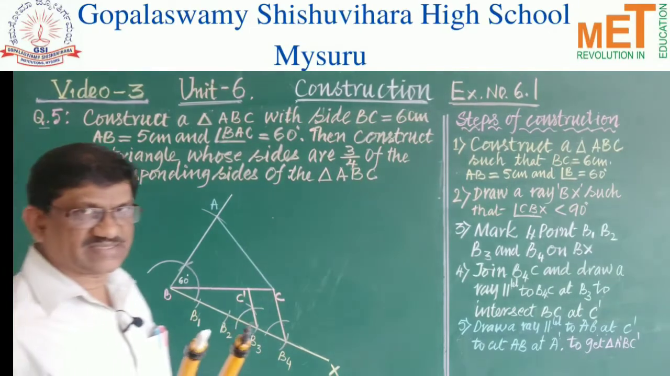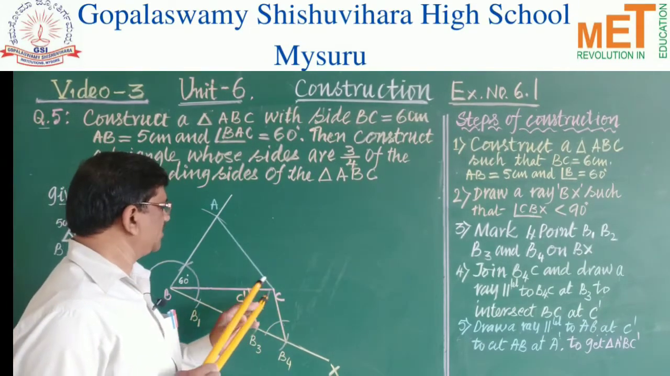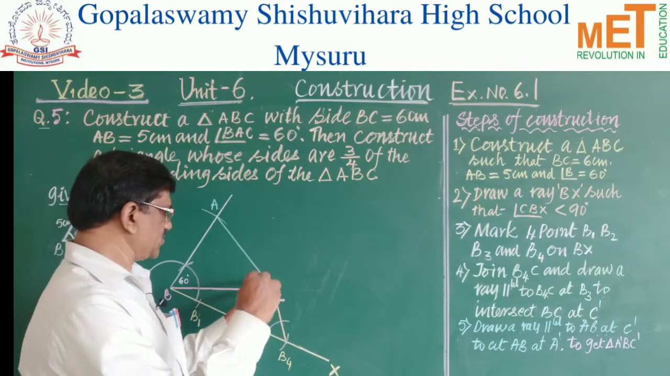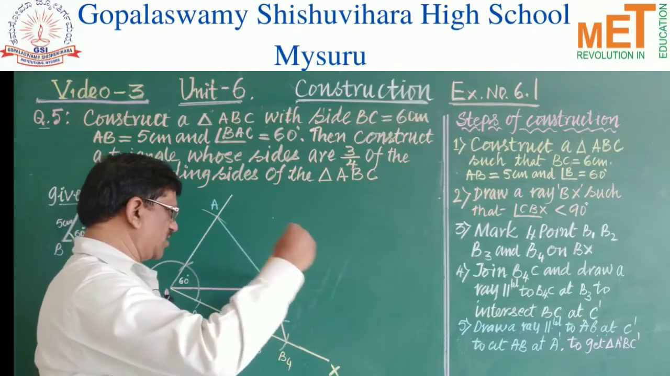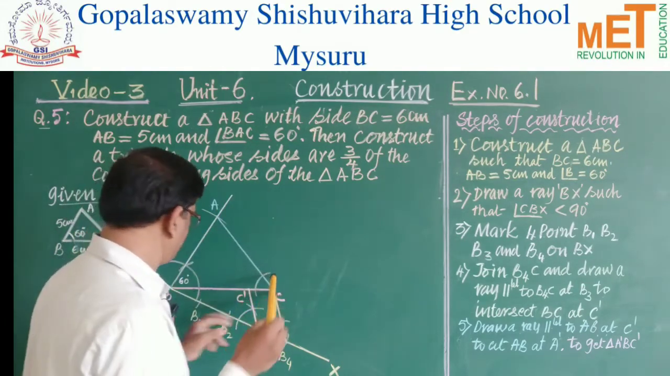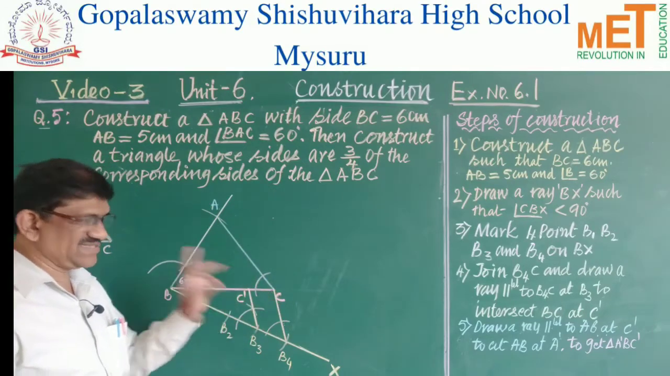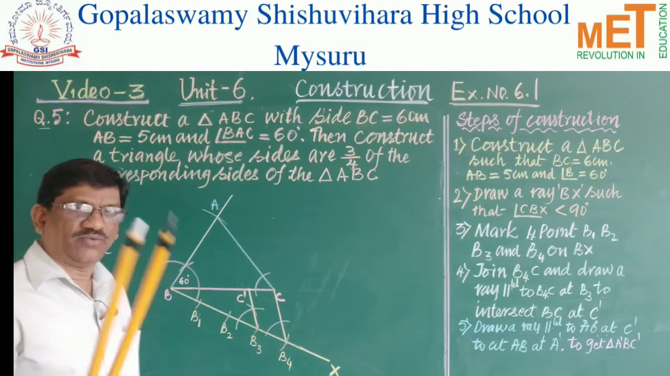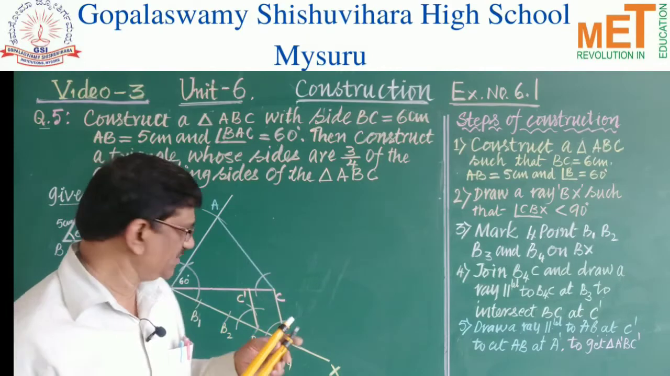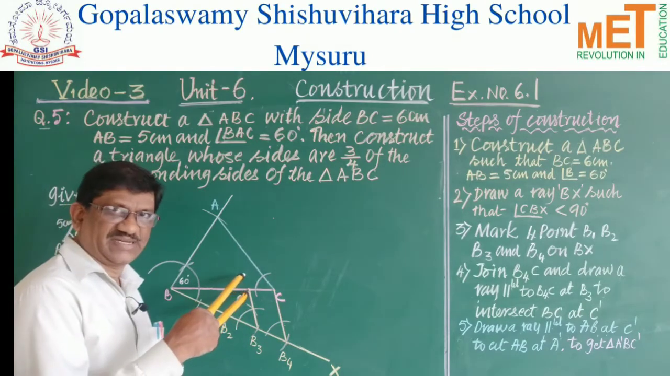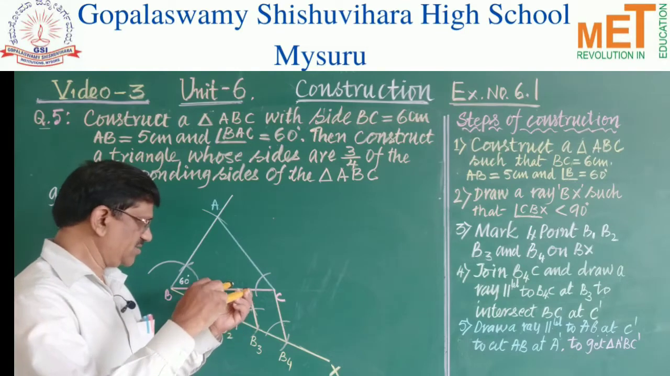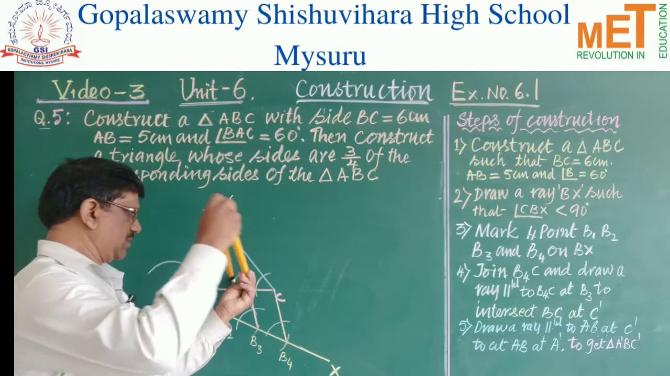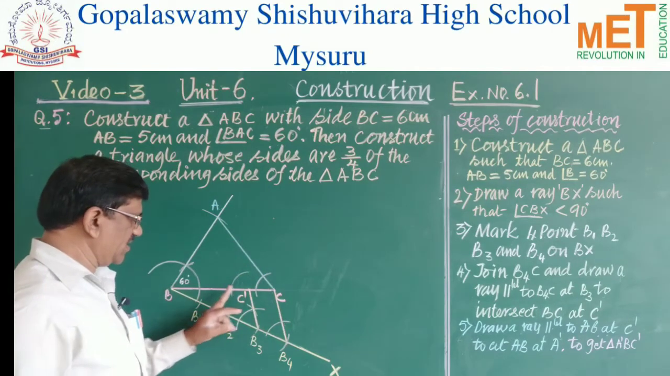with a convenient radius in the compass, with C as a center, draw an arc such that it cuts BC and AC. With the same radius, without altering that, with C dash as a center, draw an arc to cut BC at one point.